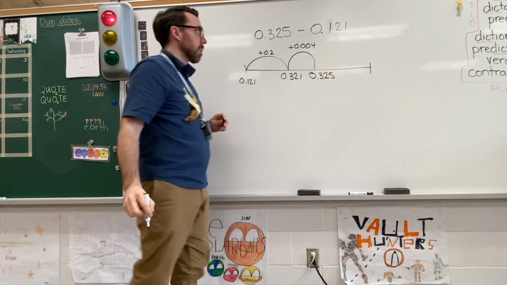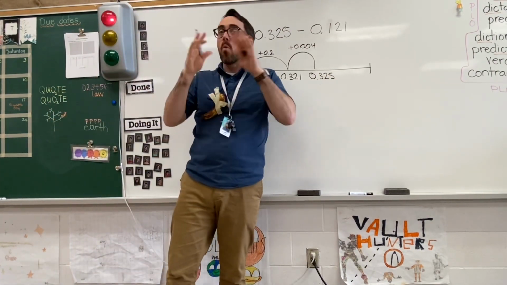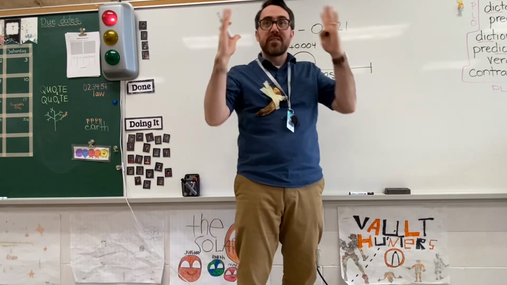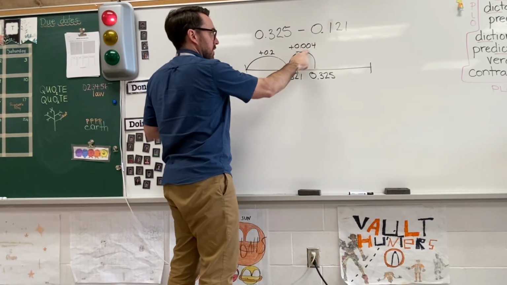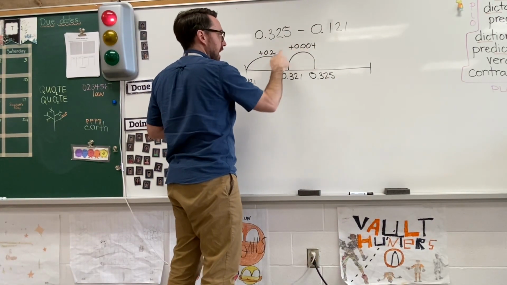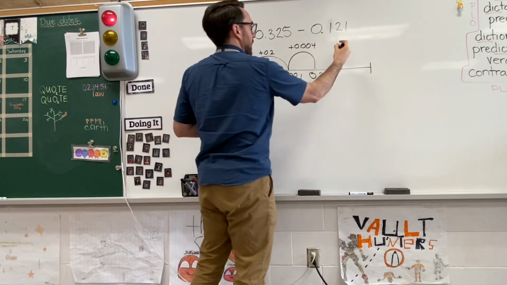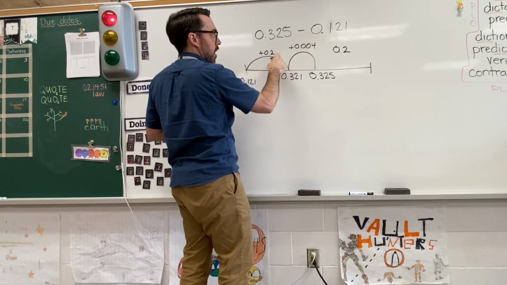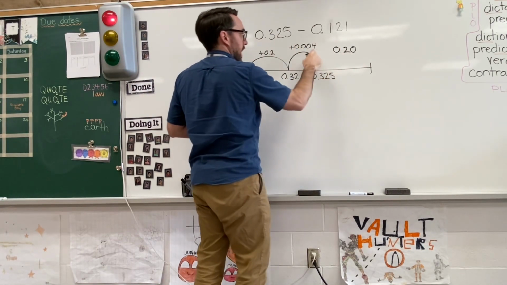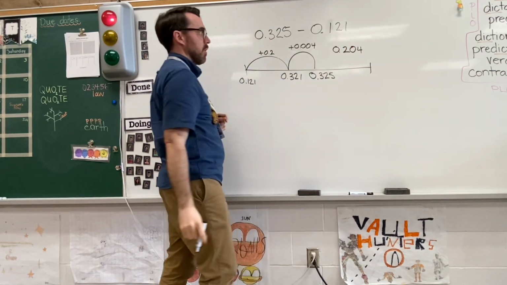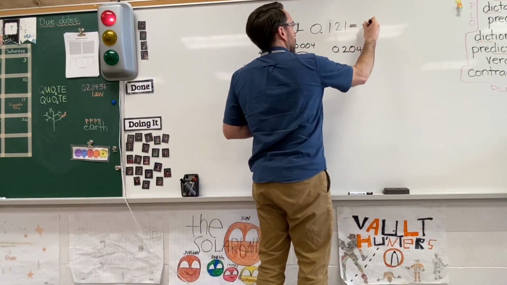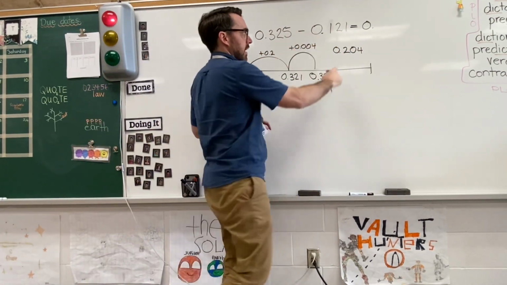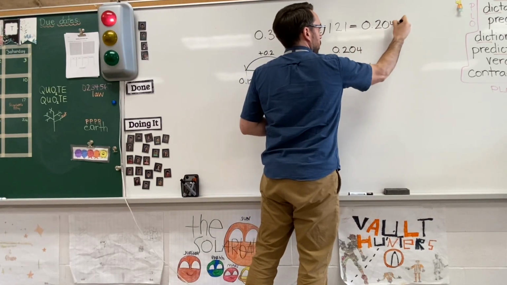0.325. Okay, now the whole point of this, what I wanted to know was the difference between here and here, right? That's subtraction, the difference. So here's my difference, okay? Add those together, and that's my answer. All right, it's 0.2. There's nothing in the hundredths place. It's a 0, and then a 4 in the thousandths place. Okay, so my answer, the difference between 0.325 and 0.121 is 0.204. Okay.